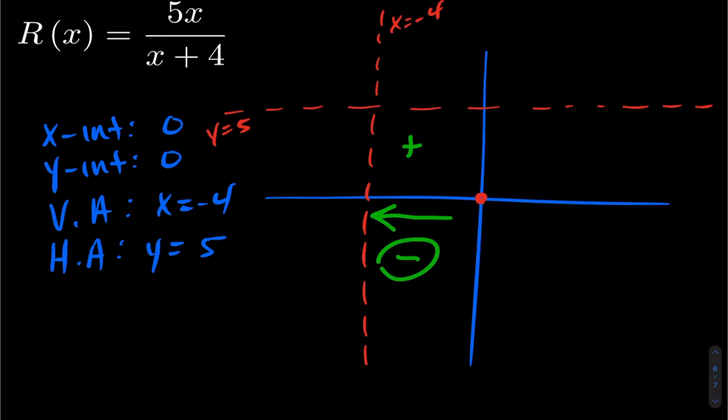That equates to just picking a number between negative 4 and 0 and subbing it in. For instance, if I sub a negative 2 into this expression, the top will be negative, the bottom will be positive, and the product of those will be negative.